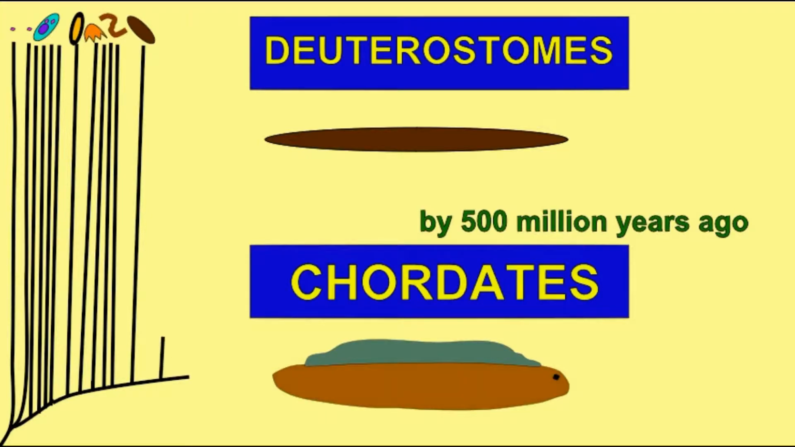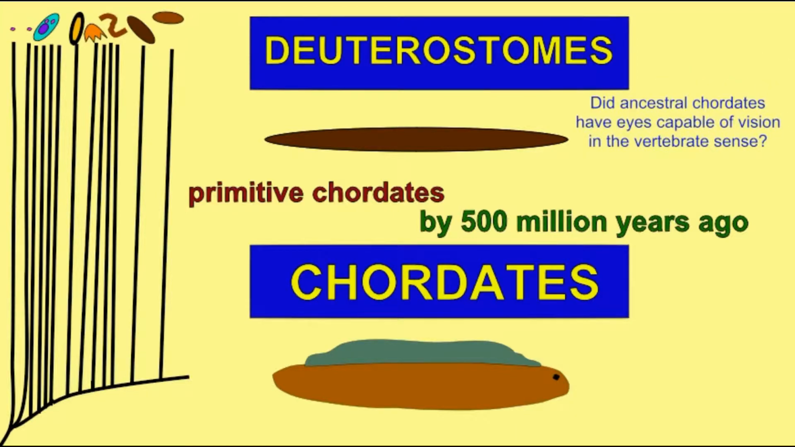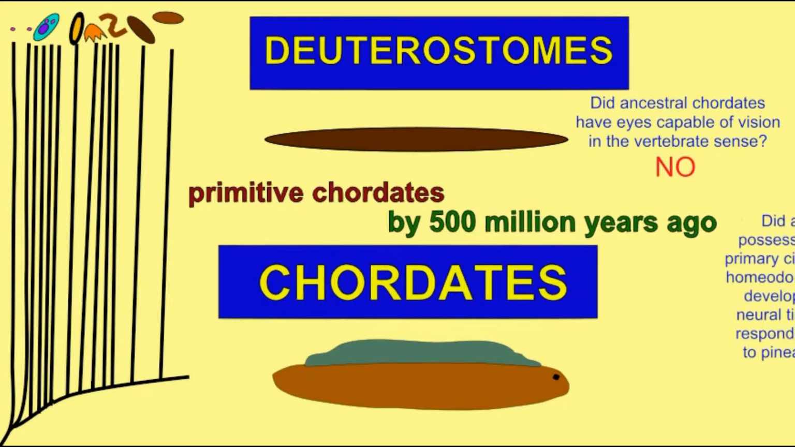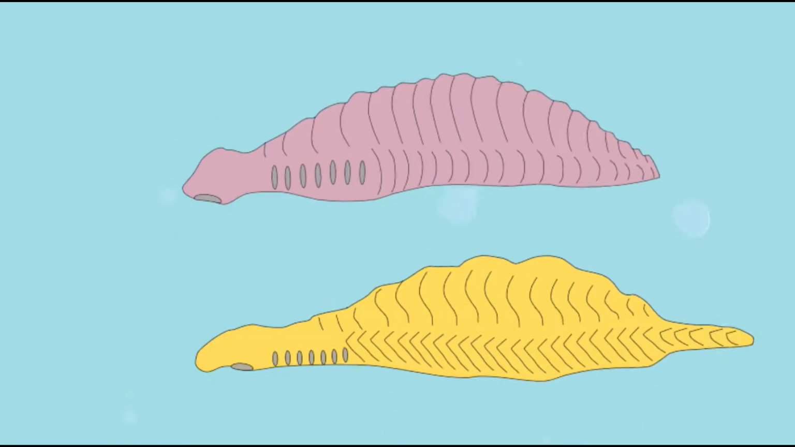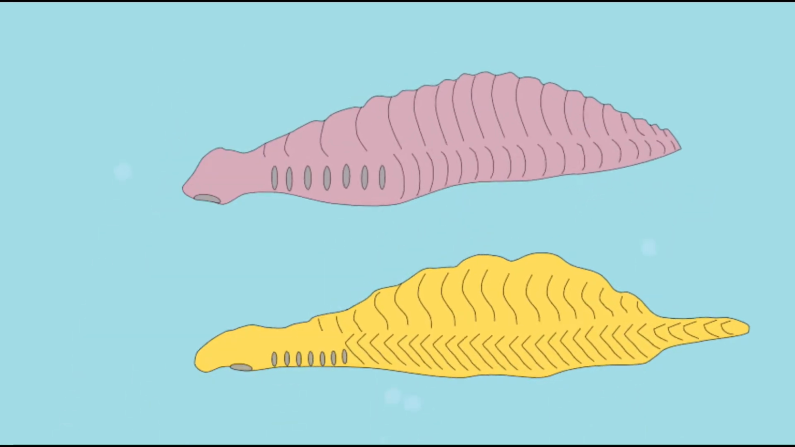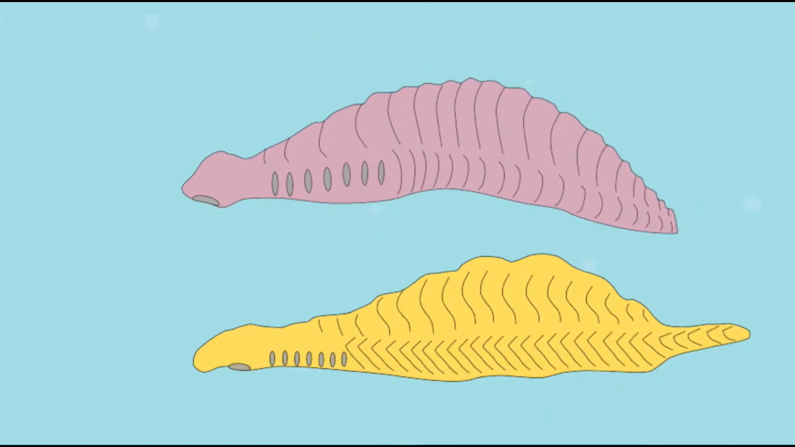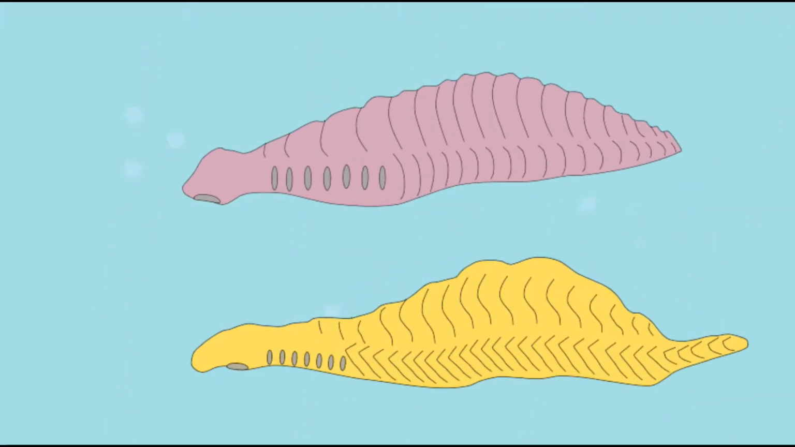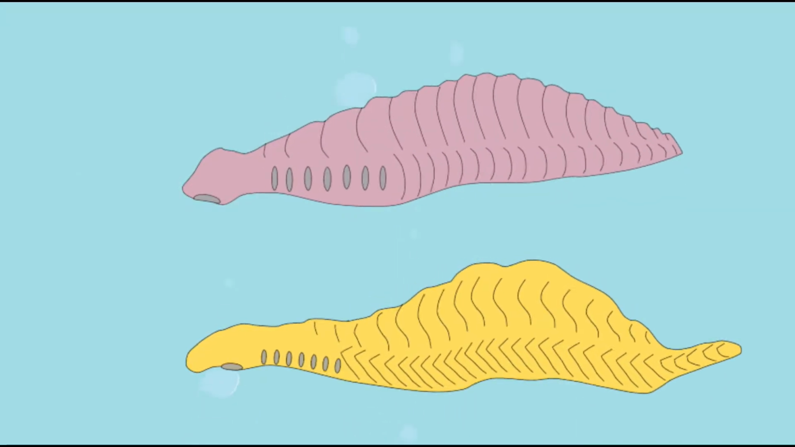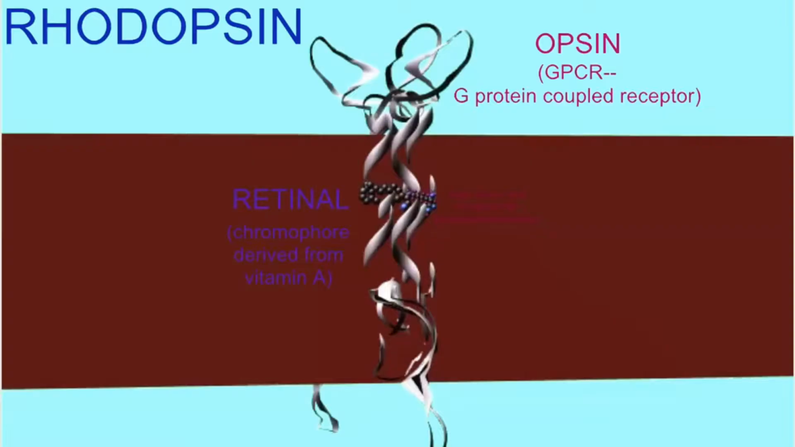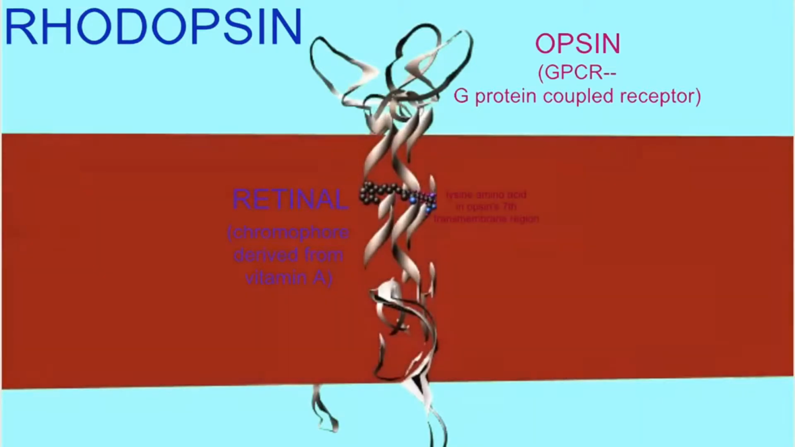And one could ask, did they possess complex lateral eyes capable of vision in the sense that we use with vertebrates? The answer is no. Did they, however, have the precursors of eyes? Did they have the fundamental components from which vertebrate eyes would be made? Yes. Let me explain.